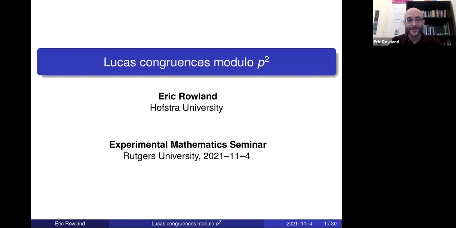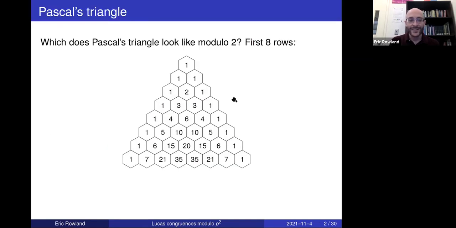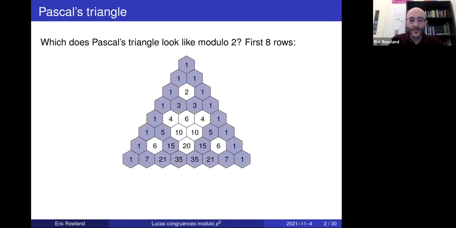This talk is going to be about Lucas's theorem, which is about Pascal's triangle. Many of you have maybe seen this question before, but it's a very nice question. What does Pascal's triangle look like when you reduce all of the entries modulo 2? If we color the odd entries blue and leave the even entries white, we get this picture. This is the first 8 rows.